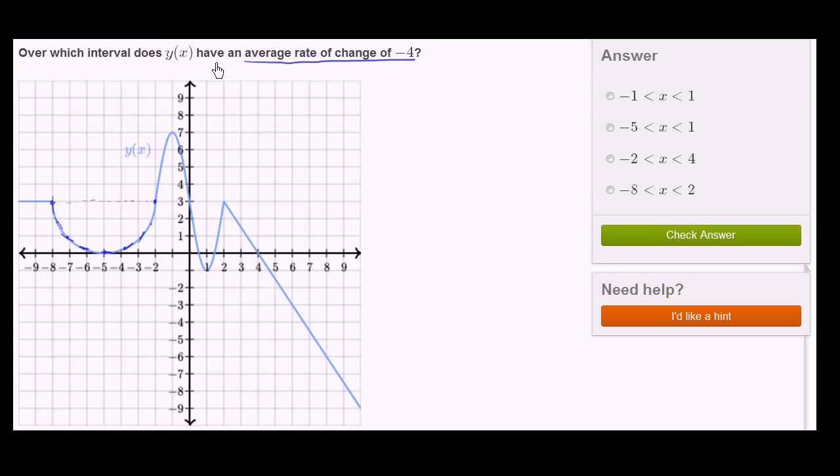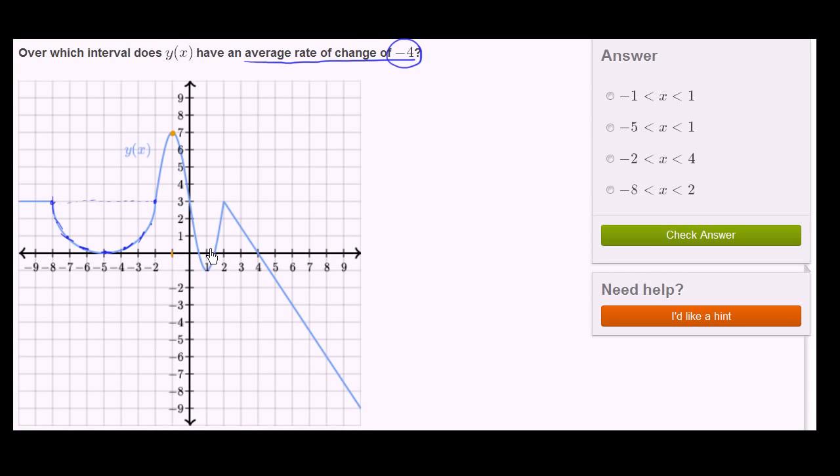So another way of asking, over which interval does y of x have an average rate of change of -4, is, can you come up with an interval where the slope between the endpoints of the interval is -4? So let's see the choices they give us. This first interval is x is between -1 and 1. So this is x is -1. When x is equal to -1, y of x is all the way over here. Y of -1 is equal to 7.